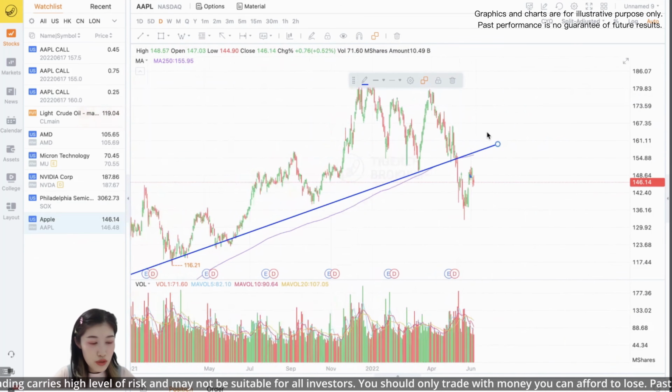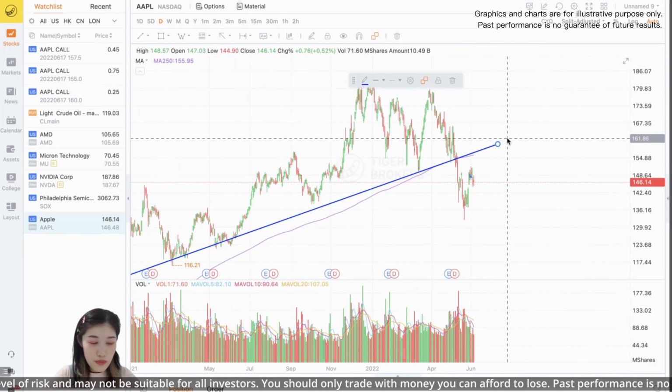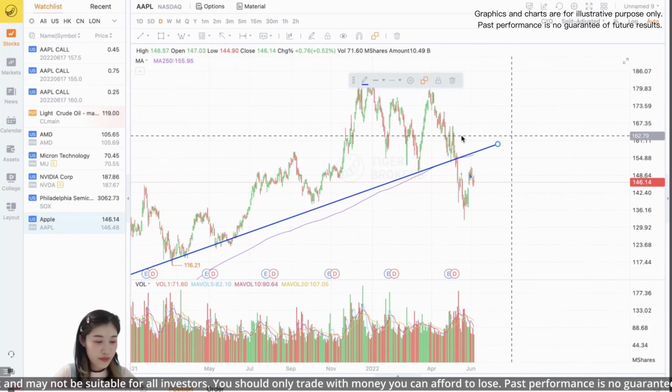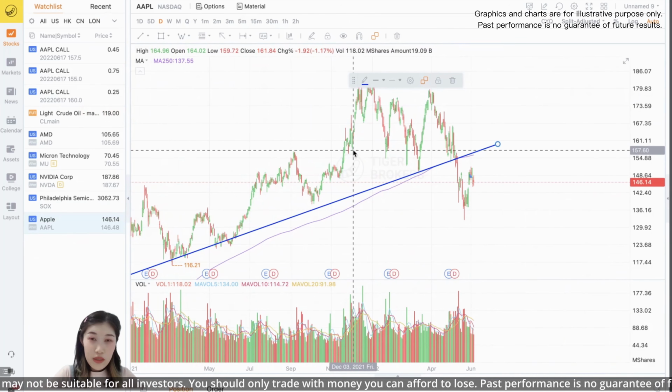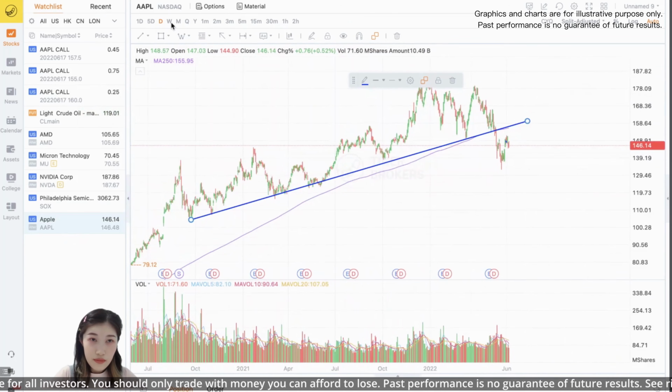Now, given those two signals, we could probably say that the trading action of Apple now has the bears in control, which mirrors the broader market over the past couple of weeks. Now that we see a bearish trend on the daily chart, let's take a look at the bigger picture and set the chart to weekly. I will click on weekly here.